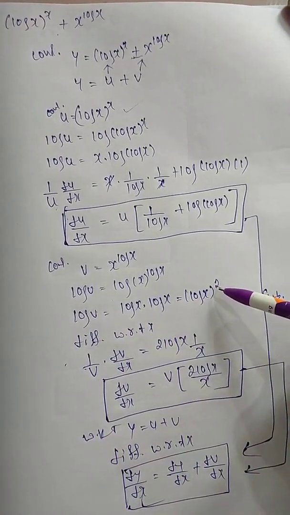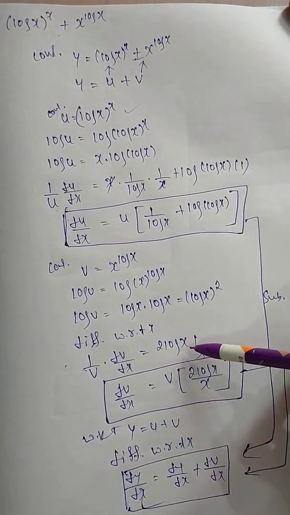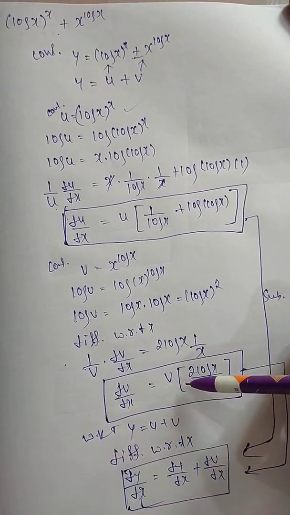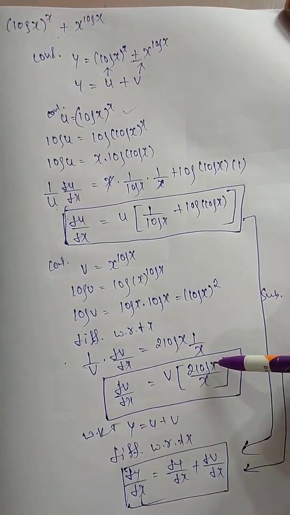First you want to differentiate the power. What is the differentiation of the power? It is 2 log x. Again the differentiation of log x is 1 by x. Cross multiply the v. So dv by dx is equal to v into 2 log x by x.